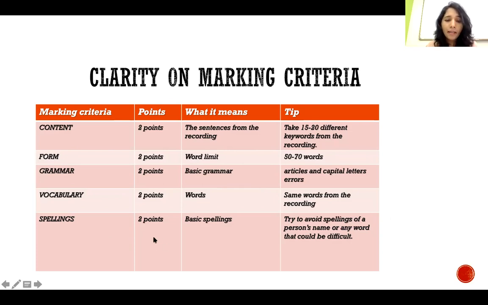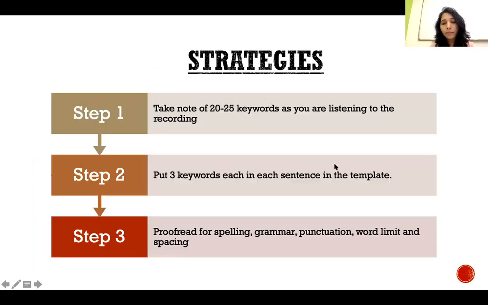And then your spellings, I'm sorry, your spellings carry 2 points. So this is how you get your 10 points: 2 points for your content, your form, that's your word limit, grammar, your vocabulary, and your spellings. Be very careful. Your grammar carries 2 points. Be careful with your articles and capitalization. The rules of capitalization are important.